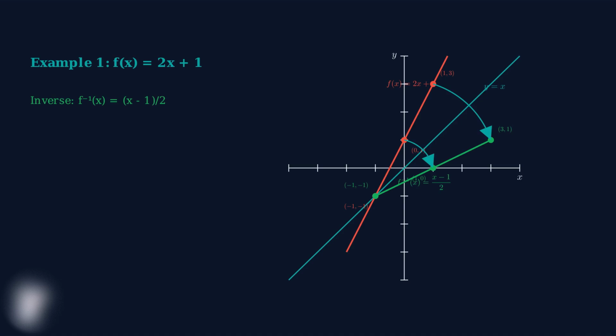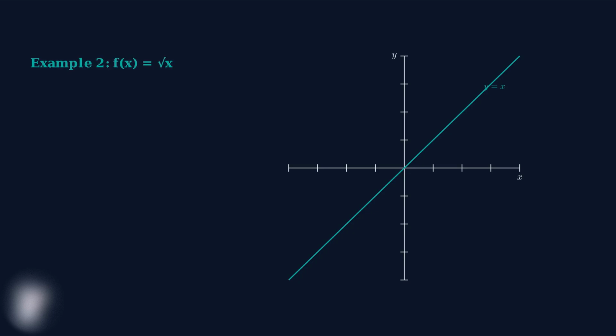Our second example uses the square root function. This will show how the reflection property works with curved functions, not just straight lines. Here's the graph of f of x equals square root of x. Notice how this function curves upward and is only defined for non-negative x values. Key points on this function include 0, 0, then 1, 1, and 4, 2. Let's see how these points reflect to form the inverse function.